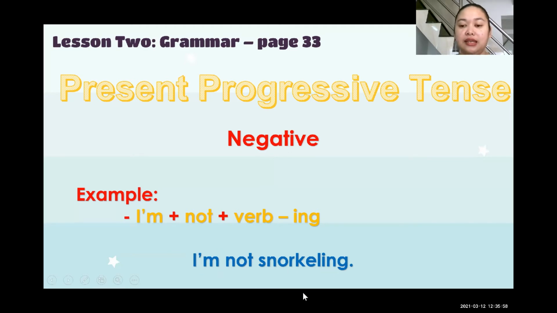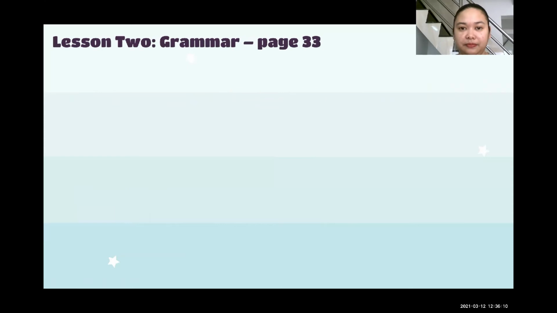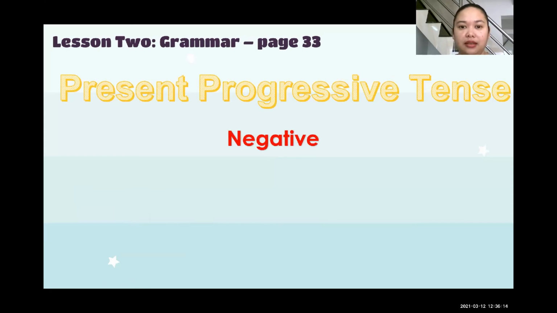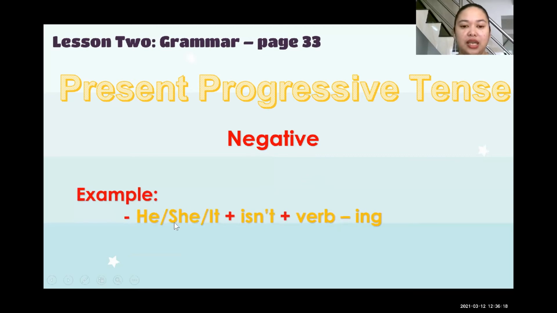Now, the sentence is in the negative form because of the word not. I'm not snorkeling. Next. Present progressive tense. Here we will use our pronouns he, she, and it. Remember, if we use he, she, it, our verb to be is. And then we use not. Here we will use the short form isn't. Is and not. Isn't. Plus our verb in ing form. Let's read the sentence. He isn't surfing. So this is our sentence in the negative form.